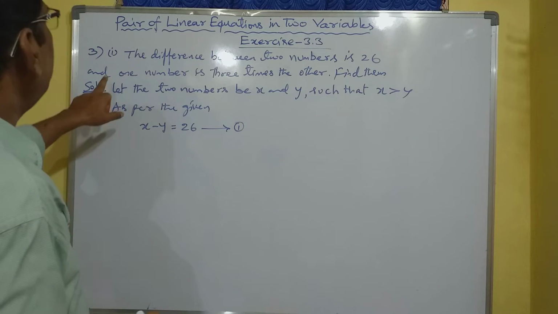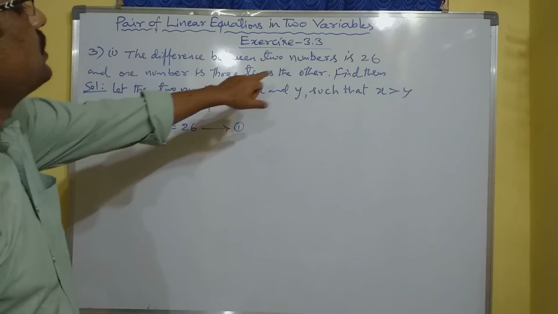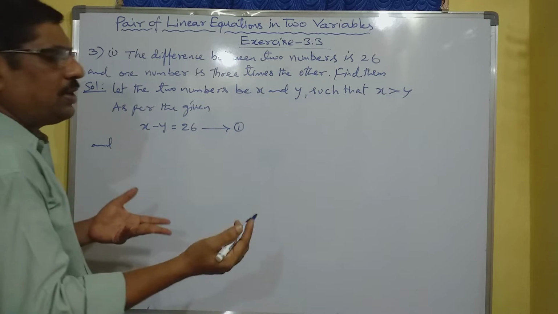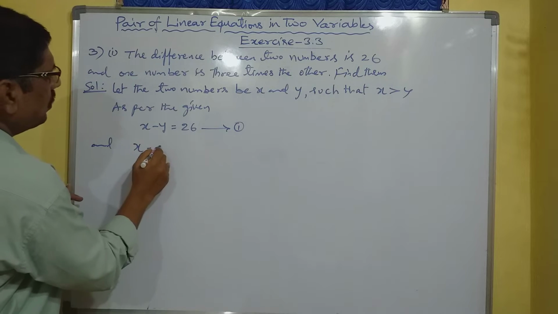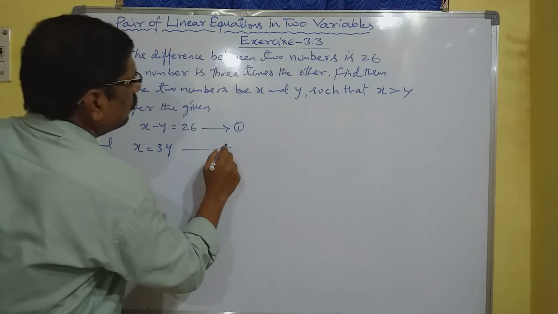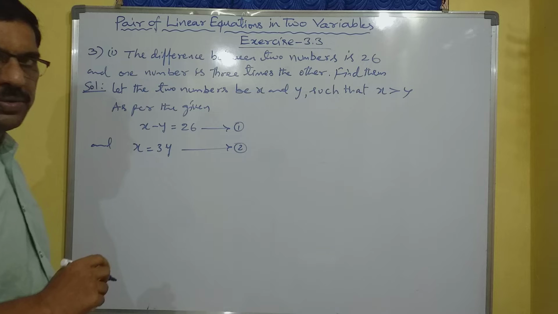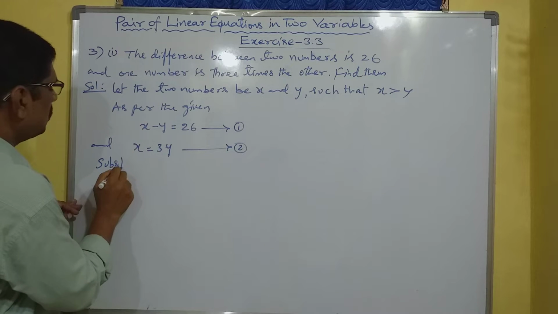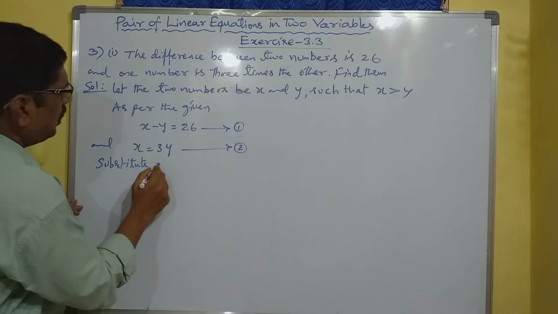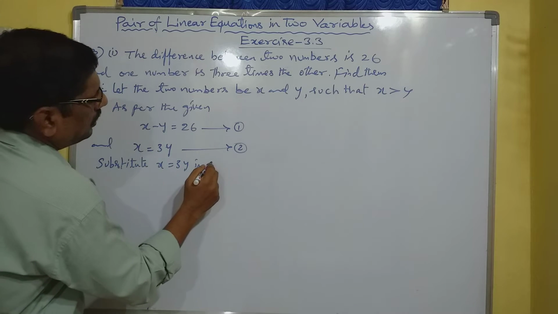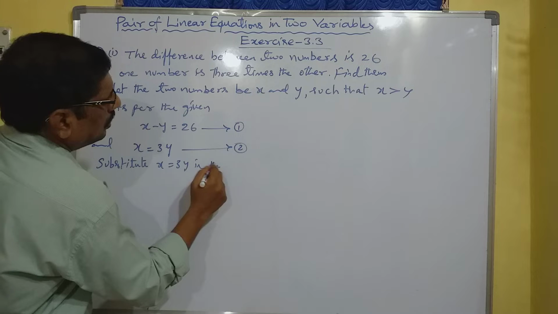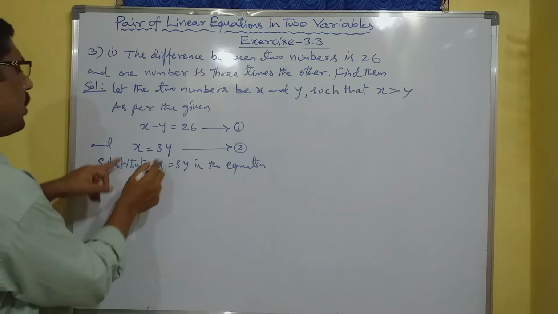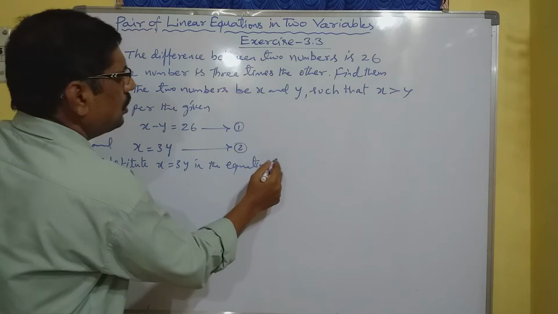And what is the other condition? One number is 3 times the other, which means the bigger number X is equal to 3 times the other. Let us take this as the second equation. Now substitute X is equal to 3Y in equation 1. Sorry, this we have taken from equation 2, that's why we have to substitute it in equation 1.